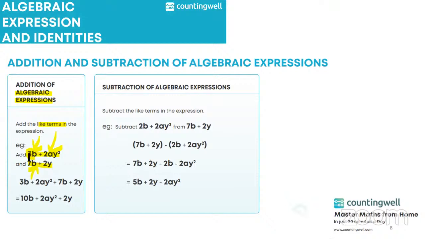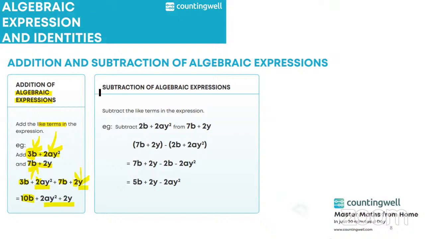So here we are observing the algebraic coefficient. Okay, so we have 3b and 7b as like terms. So we'll add 3b and 7b. So 3 and 7 are added and b is written. So we have 10b. The other two terms do have numerical coefficients, but the algebraic coefficients are not the same. Here we have y and here we have ay square. So we cannot add them. We cannot add unlike terms. So we have the final answer as 10b plus 2ay square plus 2y.